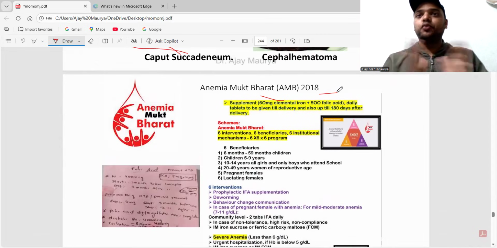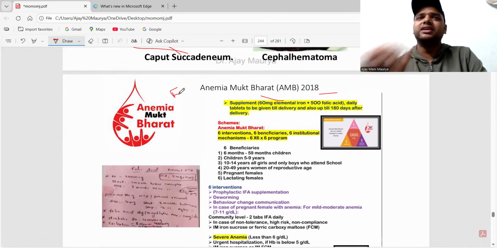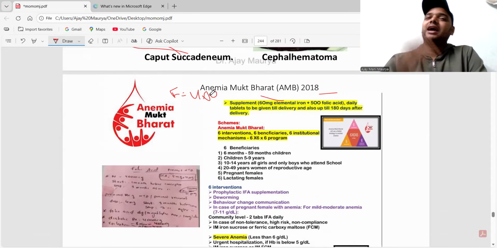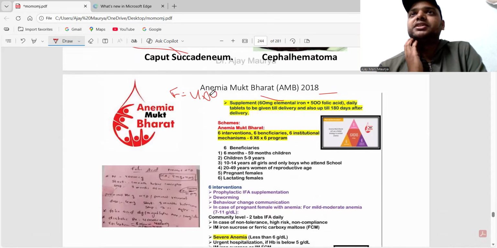I want to give you some clarity here. Folic acid is very important because it prevents NTD. Actually, the normal dose of folic acid is how much? 400 only. But in the case of the Anemia Mukt Bharat program, it is 500 mcg. It is 500 mcg.